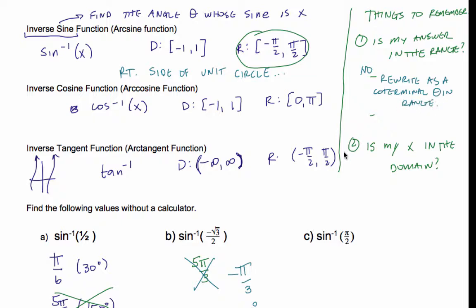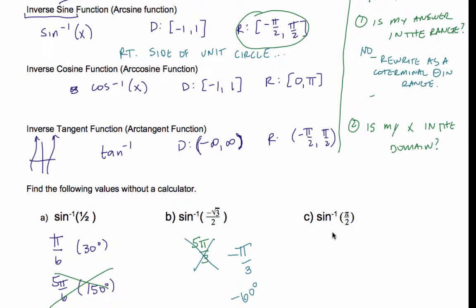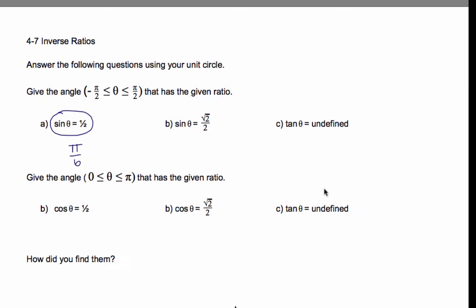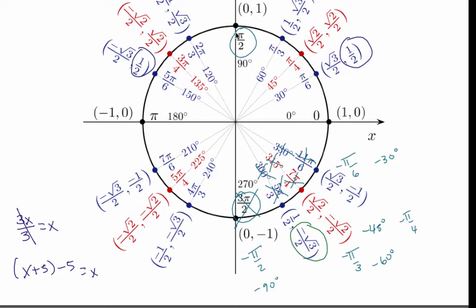Okay, so what I did was I found this, and it wasn't technically the wrong answer, but it couldn't be the right answer because it wasn't in the range. So I had to rewrite it as a coterminal angle in the range. Okay, sine inverse of pi over 2. Okay, so where is my sine pi over 2? So where's my y coordinate pi over 2? Not at pi over 2. Where is the sine pi over 2? Nowhere. I don't see it on here.